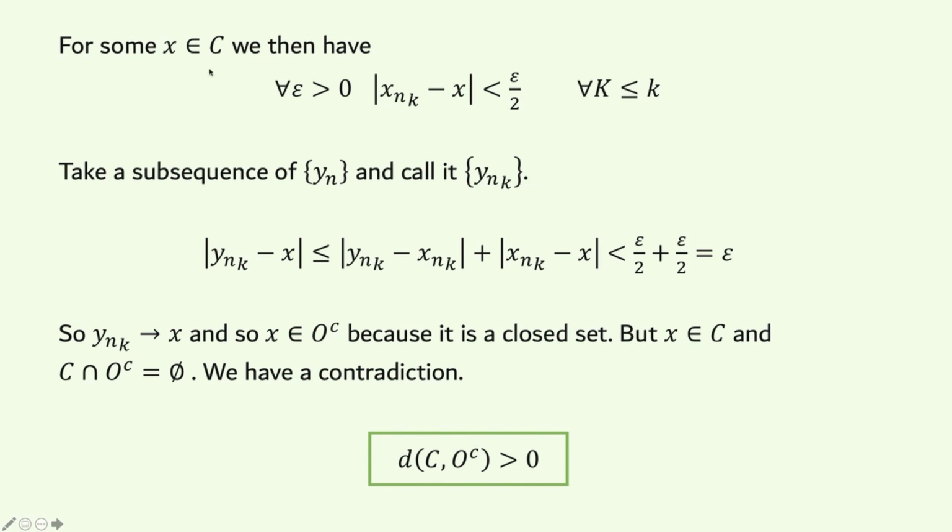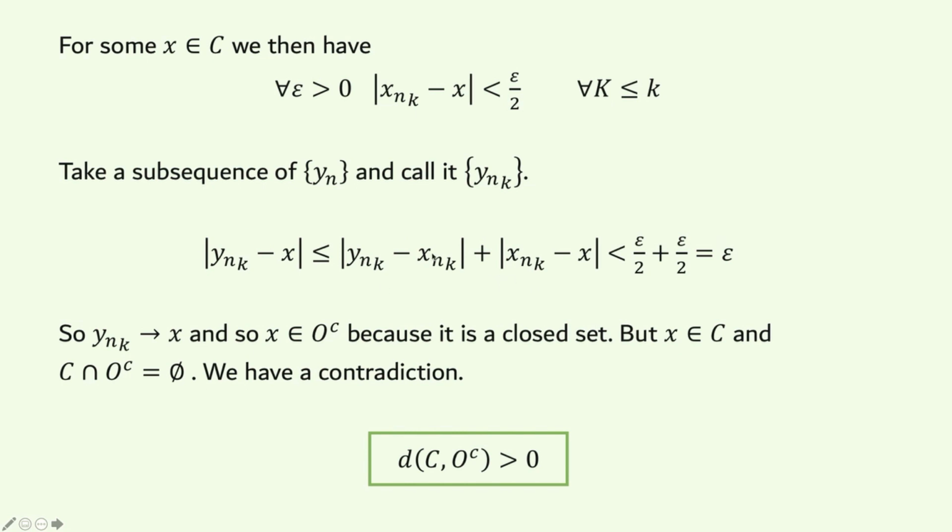And so there exists some x in C such that for all epsilon greater than 0, we have this convergent subsequence. So we have xnk that converges to x, otherwise known as making the difference between xnk and x arbitrarily small. And so now I'm going to take the sequence that I chose inside of O complement, yn, extract the subsequence of it, ynk, and estimate the difference between ynk and x. So subtracting and adding xnk and using a little triangle inequality, I can estimate this to be smaller than epsilon.